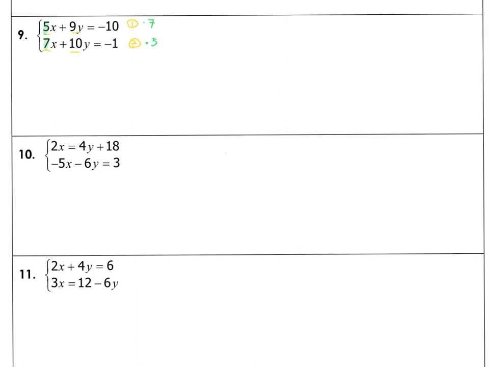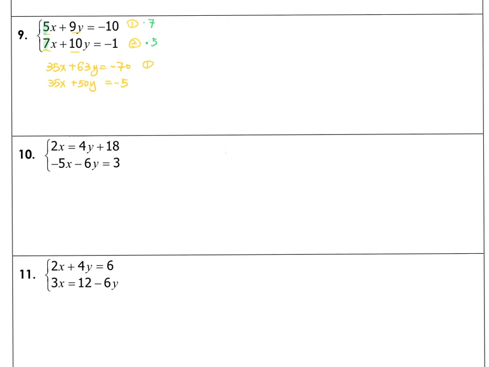So let's take a look. First equation multiplied by 7 every term. 5 times 7 is 35x. 7 times 9, 63, right? y. And then negative 10 times 7 is negative 70. It just makes the numbers bigger, which is annoying, but it's not wrong. Second equation, I multiply by 5. I also get 35x. 10 times 5 is 50. And negative 1 times 5 is negative 5.